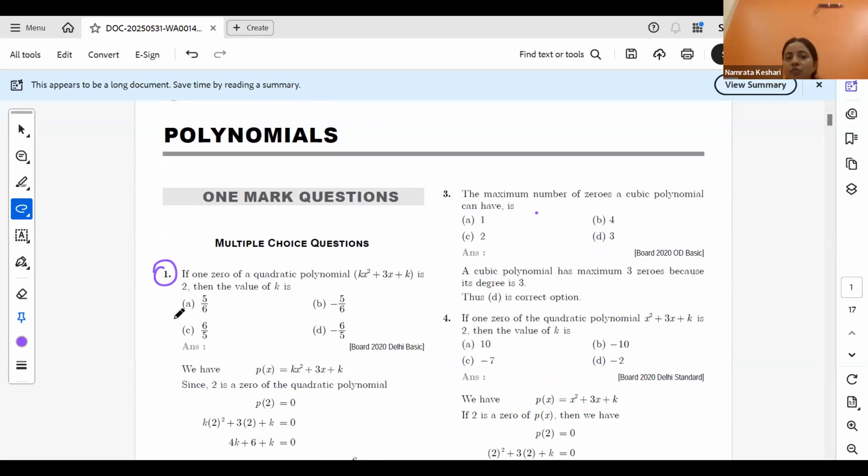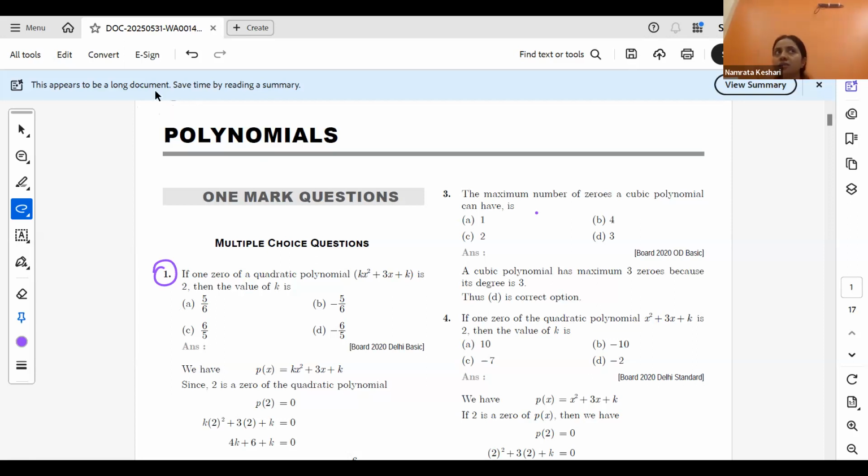If one zero of a quadratic polynomial is given, then we have to find the value of k. Any idea how we can do so? We have to use the relationship between zeros and coefficients.